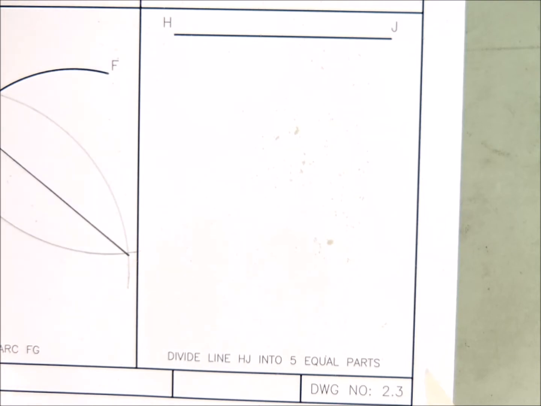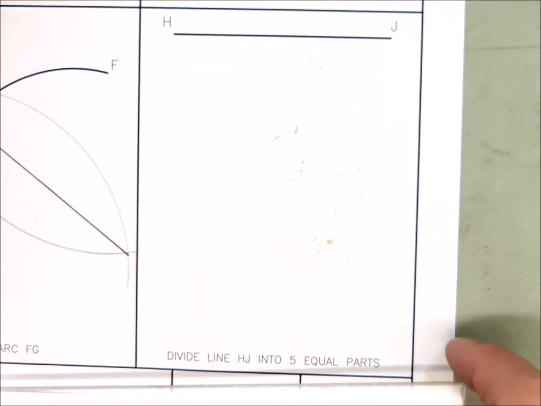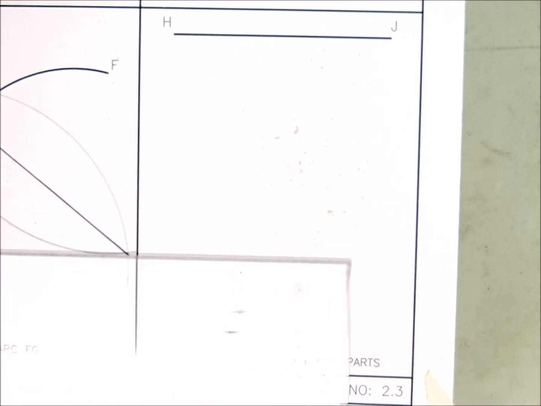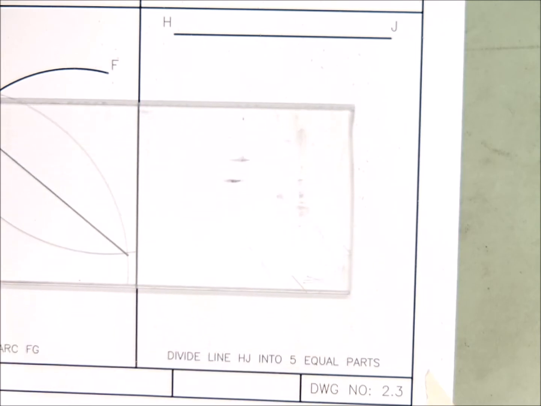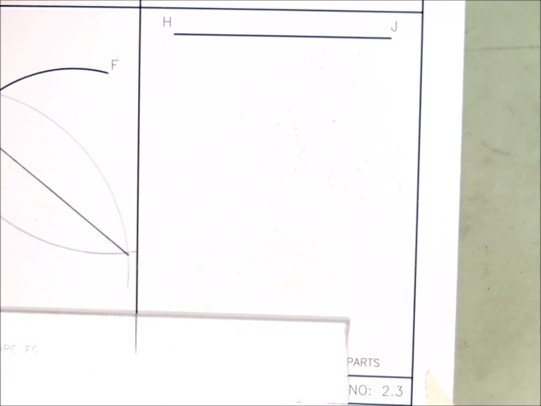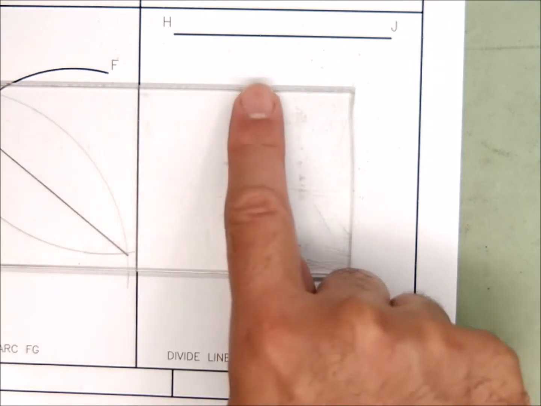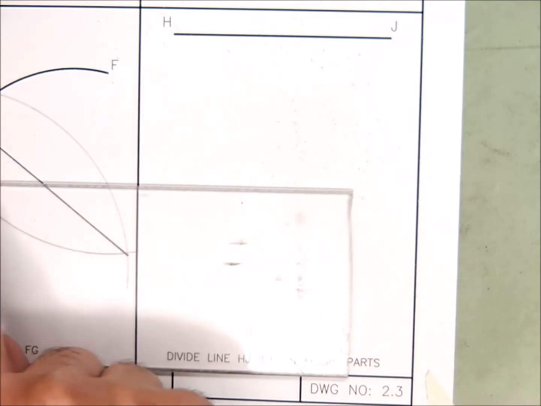Now on this problem, we're going to have to do something we haven't done yet. We're going to need to take our T-square and make sure the head of the T-square is sitting up against the edge of your drawing table so it slides up and down smoothly, and you always have that same exact parallel horizontal line.